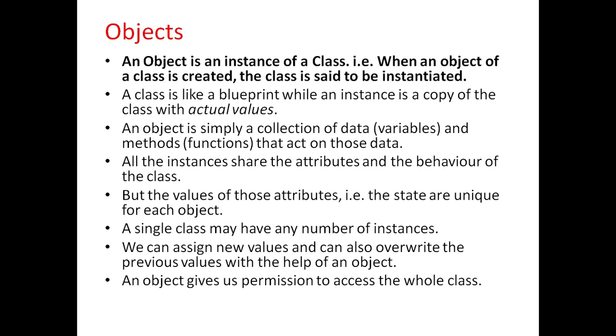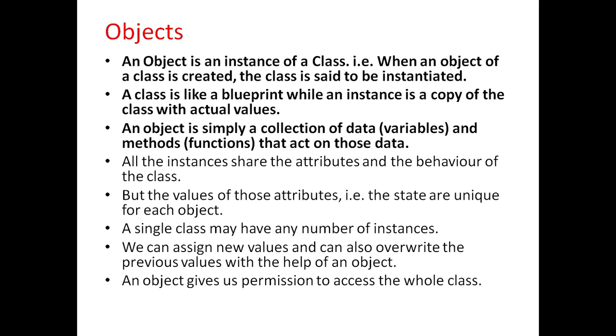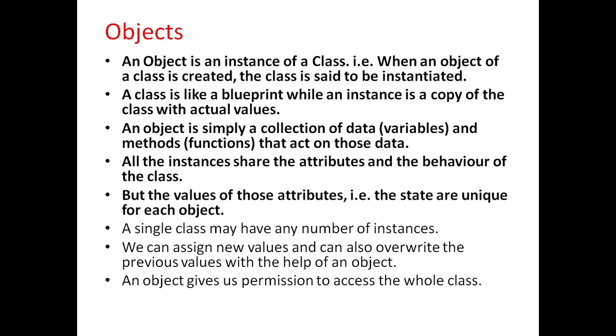Then, object. An object is an instance of a class. That is, when an object of a class is created, the class is said to be instantiated. A class is like a blueprint, while an instance is a copy of the class with actual values. An object is simply a collection of data, that is variables, and methods, that is functions, that act on that data. All the instances share the attributes and behavior of the class, but the values of those attributes, that is the state, are unique for each object.